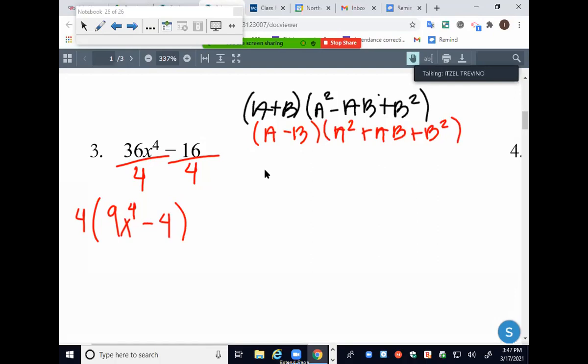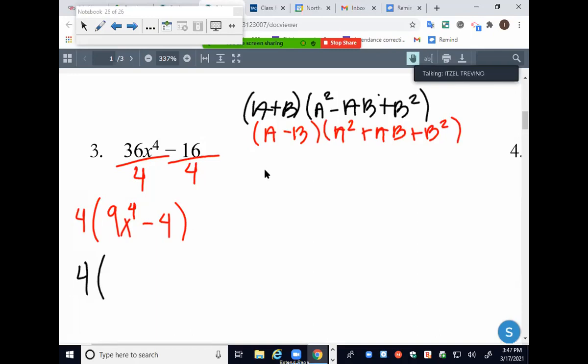I have left what's in my parentheses. Now, if you look at it, I have 9 and I have 4. I can take the square root of both. Can I take the square root of x to the 4th power? It's x squared. Sorry, it's been a long day, guys.